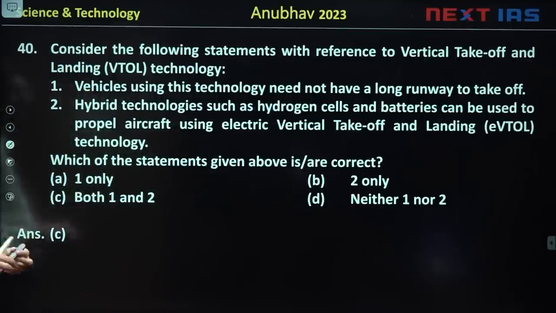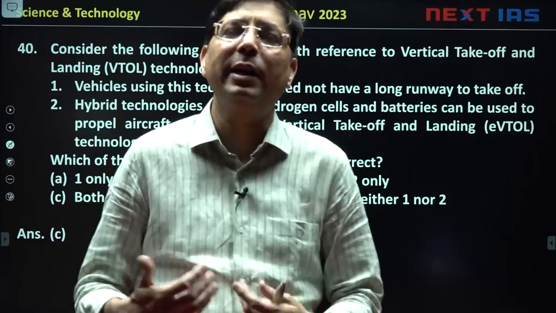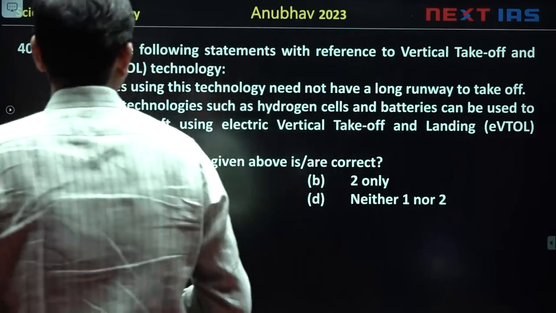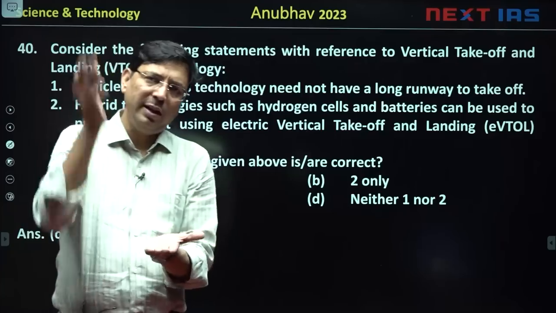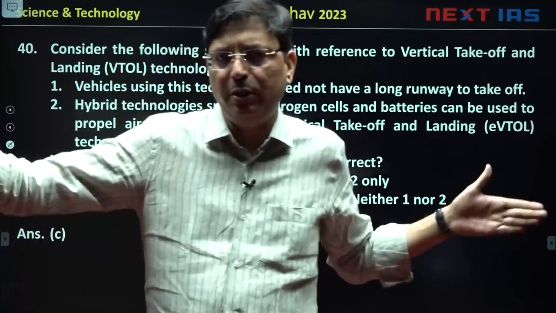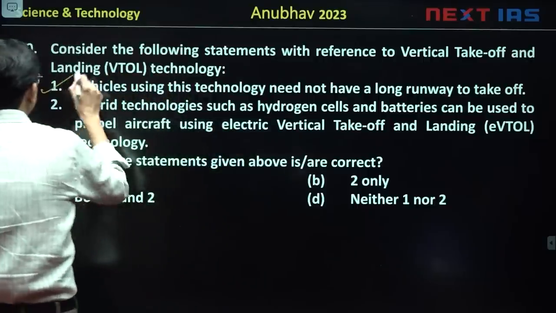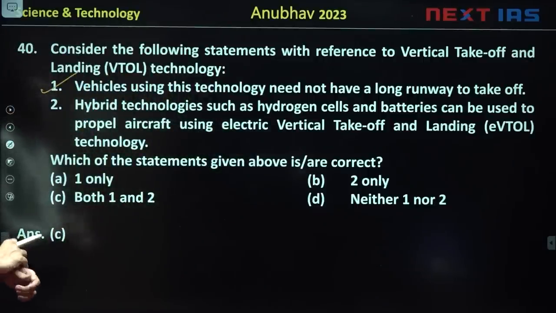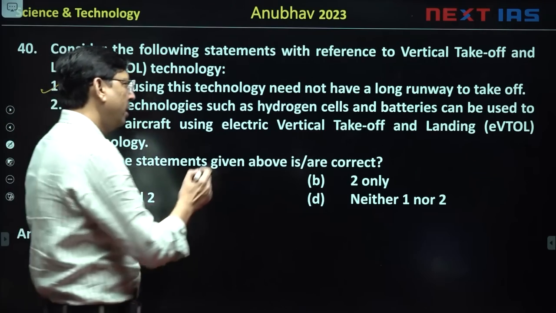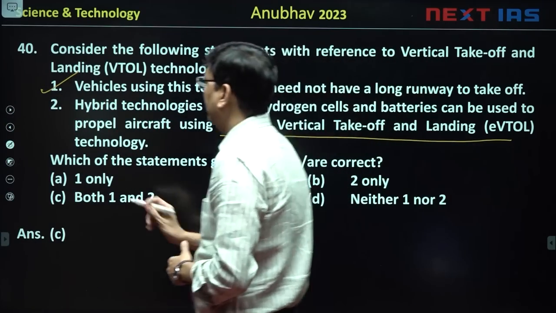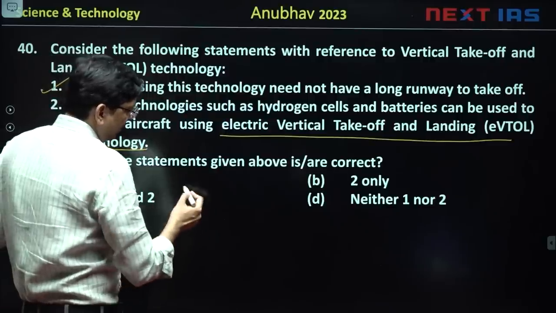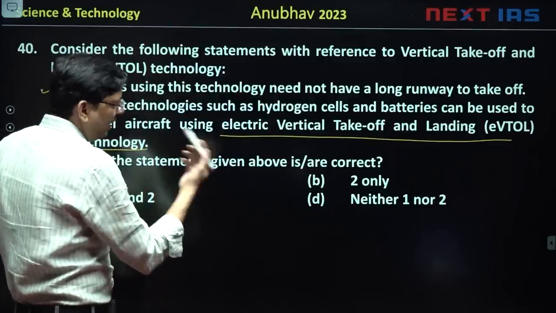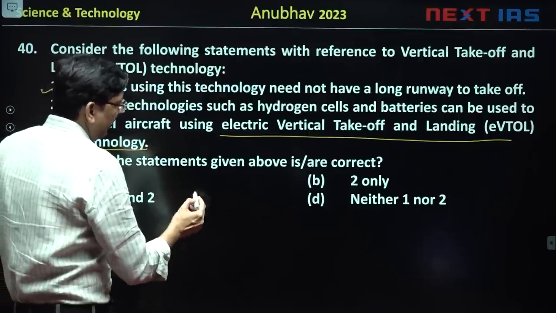Question number 40. With respect to vertical takeoff and landing technology. Basically this is used in aircraft carriers. Vehicles using this technology do not need a long runway to take off. Obviously, the vehicle takes off and lands vertically, so the runway is not going to be very long. So, this is true. Hybrid technologies such as hydrogen cells and batteries can be used to propel aircraft using eVTOL, electric vertical takeoff and landing technology.